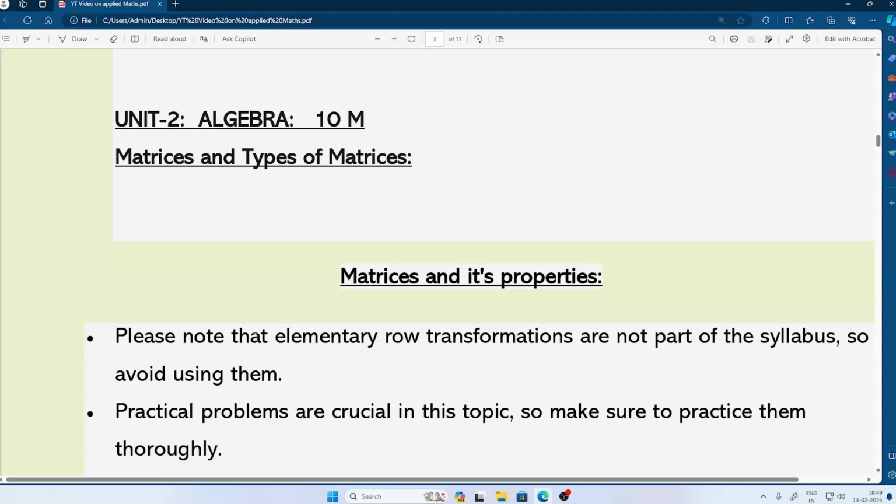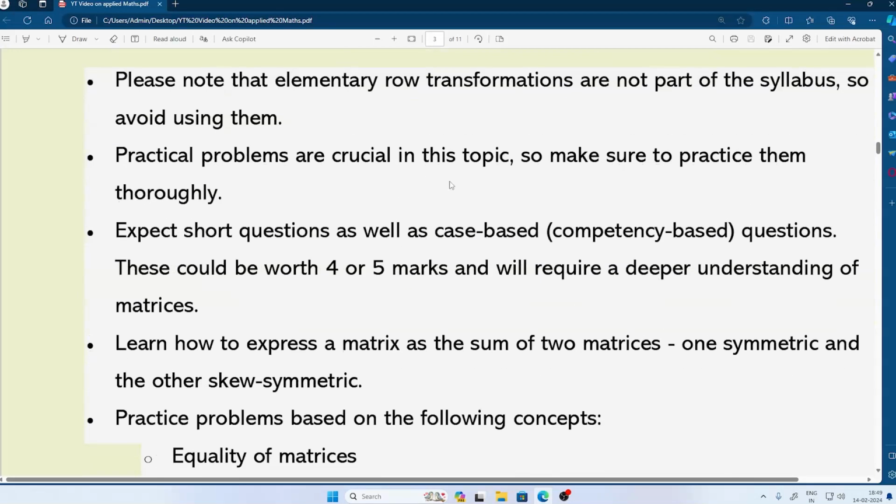And just in the beginning, I'd like to remind you, because throughout the year students have asked this question, whether elementary row transformation is there or not. Remember, it is not there in the syllabus. Practical problems are crucial in this topic, so make sure to practice them thoroughly. Expect short questions as well as case based questions.